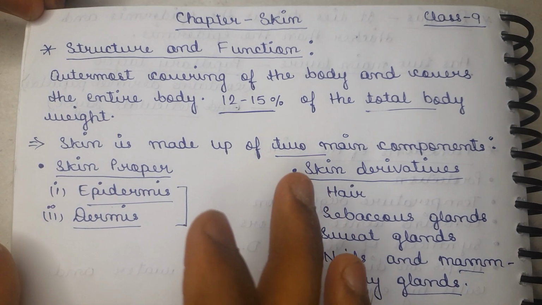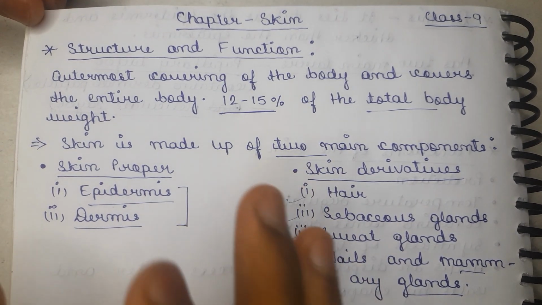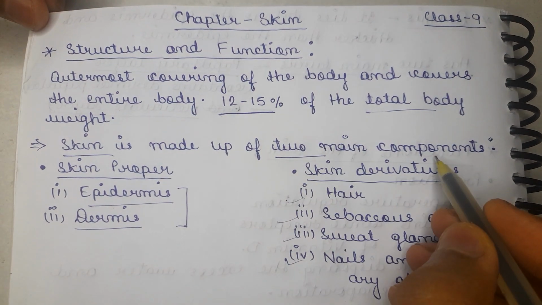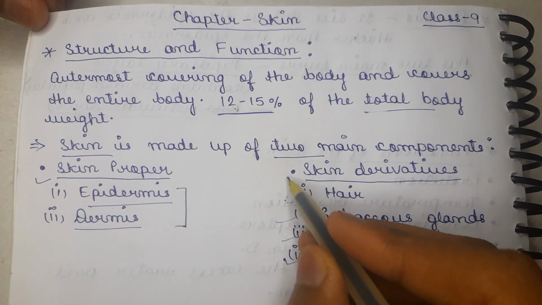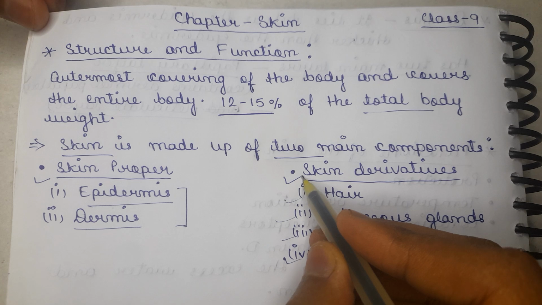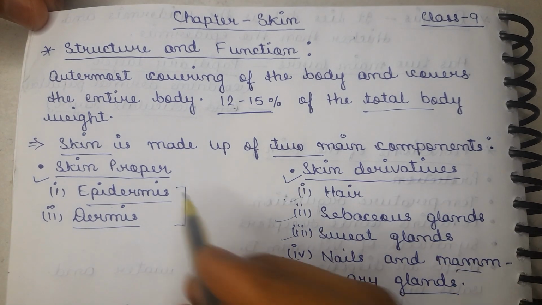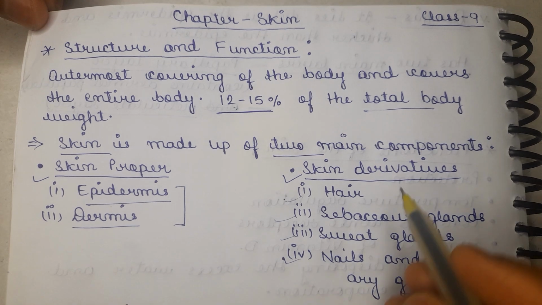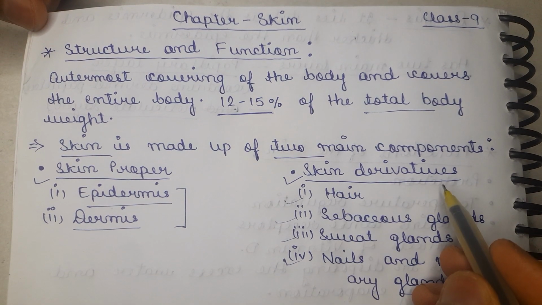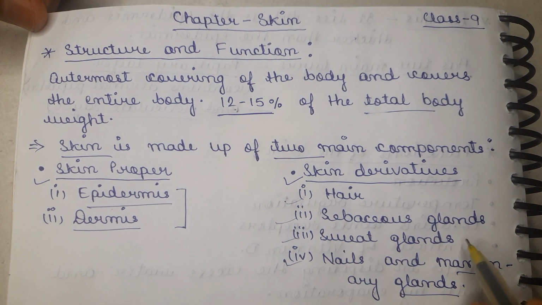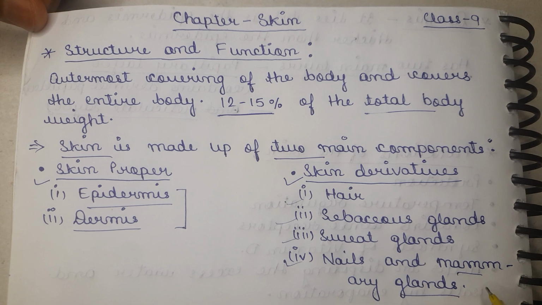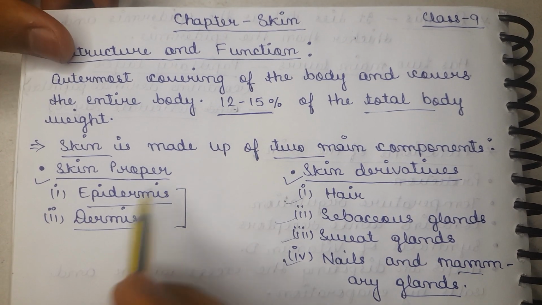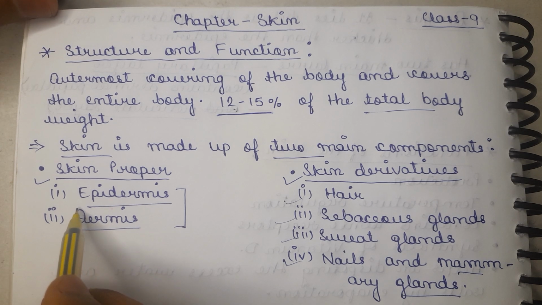So the structure of the skin has been divided into two main components. The first one is the skin proper and the second one is skin derivatives. In skin proper we will study about the epidermis and the dermis. These both are the layers of the skin. And in the skin derivative part we will study about the hair, sebaceous gland, sweat gland, nails and the mammary gland.